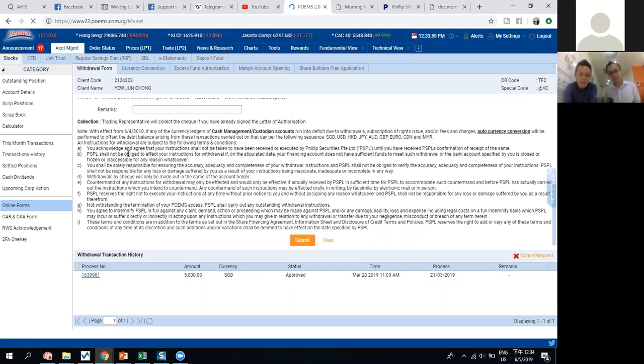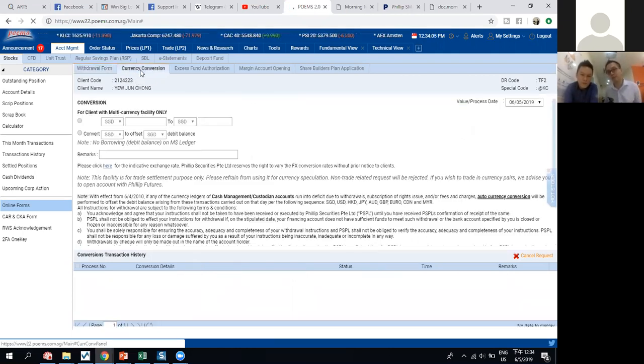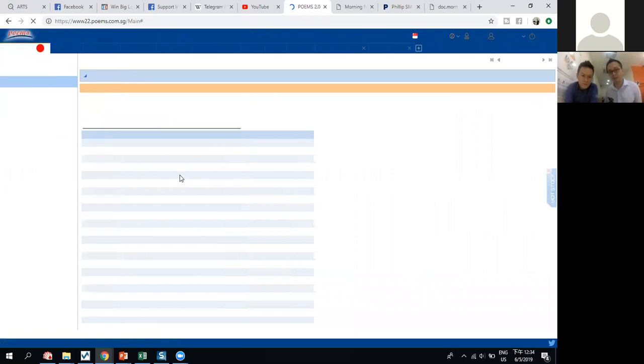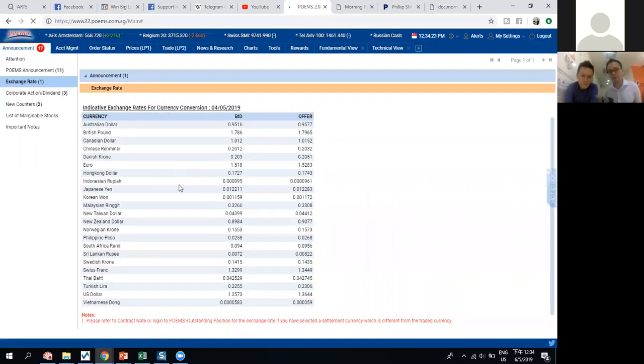So another question we get also for foreign markets: how do I convert money to foreign currency? There is a currency conversion tab. So likewise, you can convert your currencies here. And one more thing would of course be people ask us how's the exchange rate. So if we go to the announcement tabs, you can actually see the exchange rate.